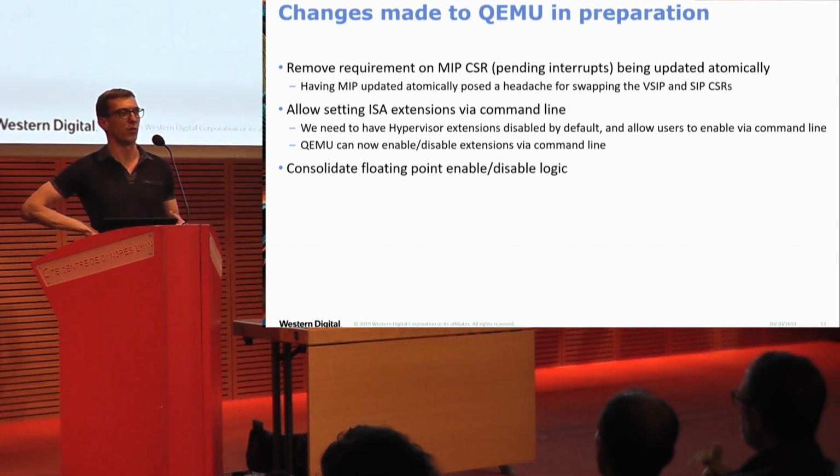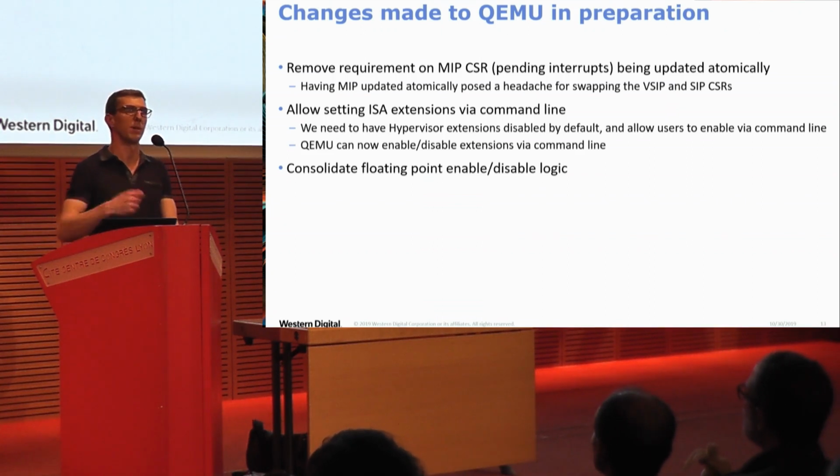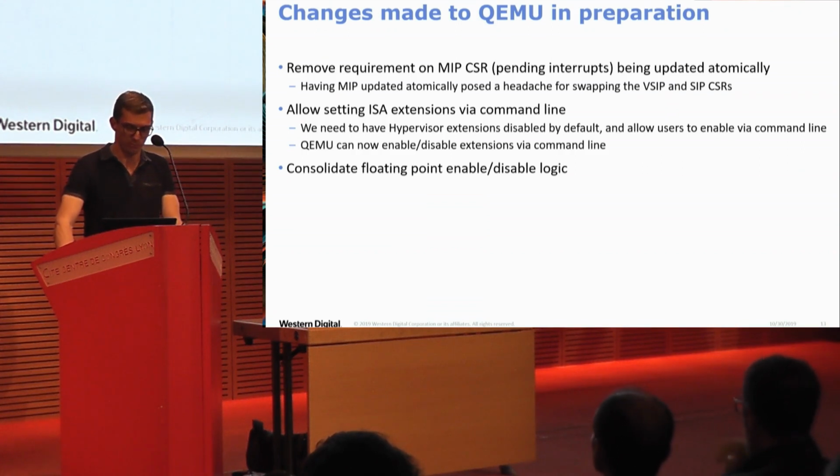So we now use IOthread, or hopefully we'll use IOthread, to be able to do that, which is, for QEMU people, kind of the standard thing QEMU does. So we allow setting the ISAs via the command line, like I just talked about, so that way we can disable it by default and allow people enabling it, so we don't break everyone who expects to use some older version and then we update it and things like that. And we have to consolidate some of the floating point disable logic.